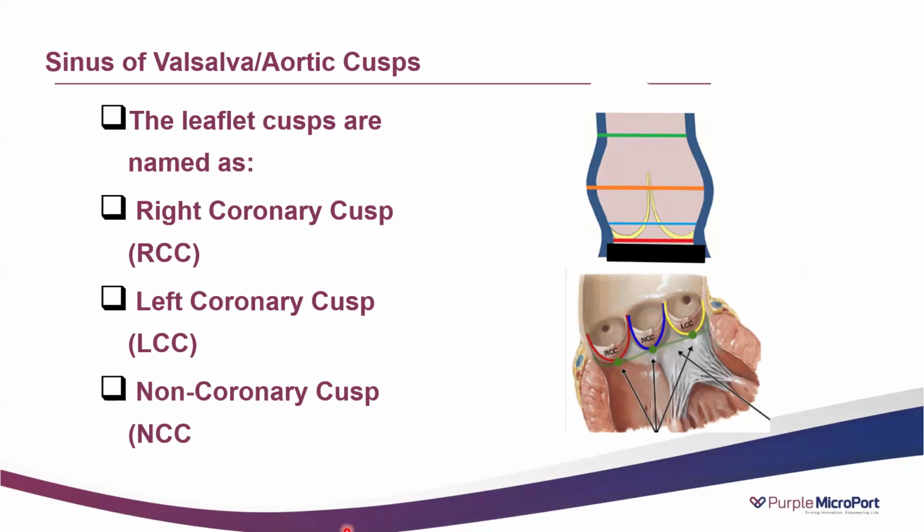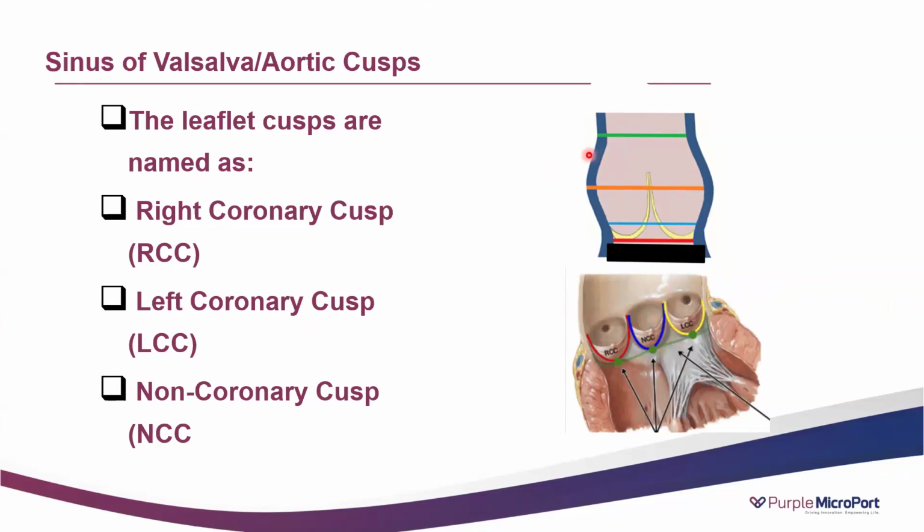Fine. So these are the three leaflets, as I told: the right coronary cusp, the left coronary cusp, and the non-coronary cusp. Cusps are nothing but spaces, and these are called the sinus of Valsalva. From the right coronary cusp, we have the right coronary artery. From the left, we have the left coronary artery, and this non-coronary cusp is placed posteriorly. So these are the three cusps.